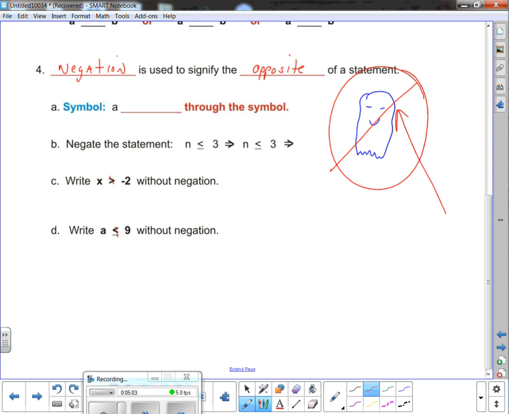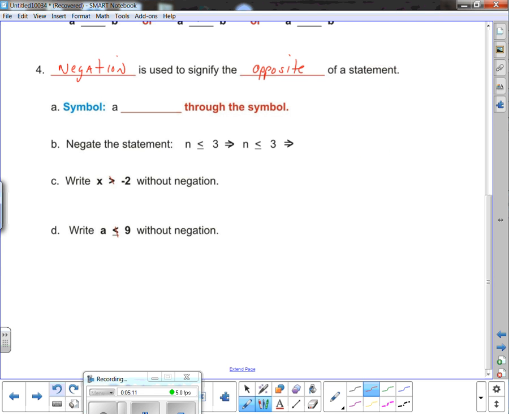If you travel in Europe, you'll see road signs with the negation. And so it's that line that crosses it out that is negation. So again, how do you negate? It's simply a line through a symbol.